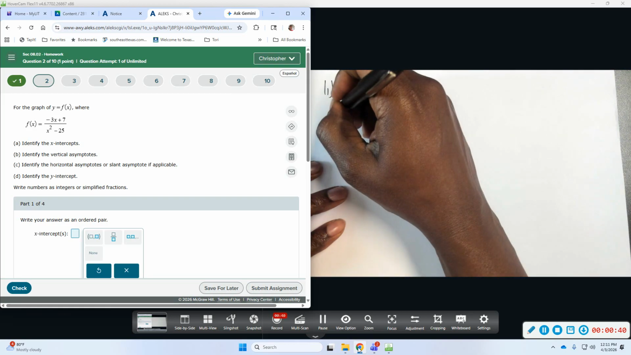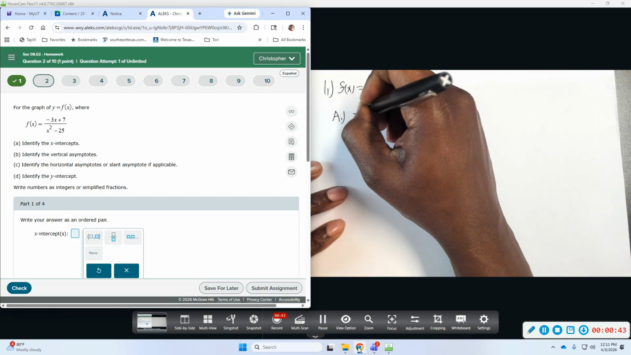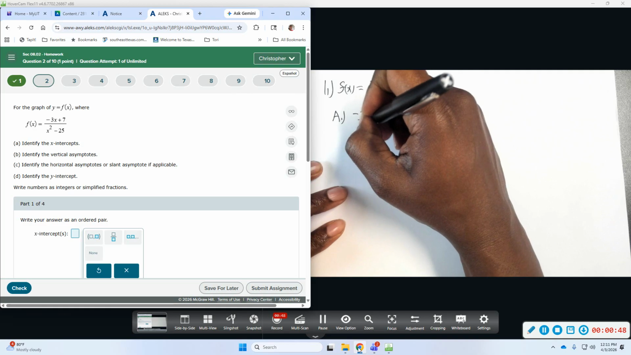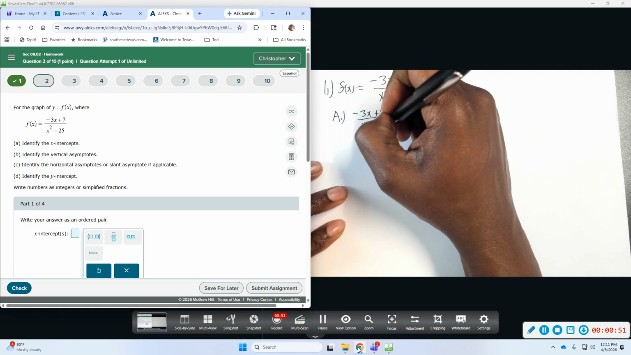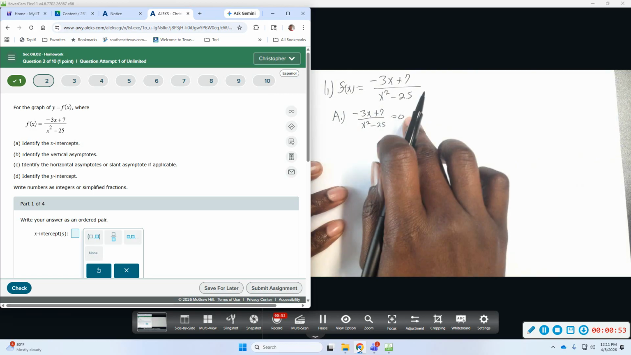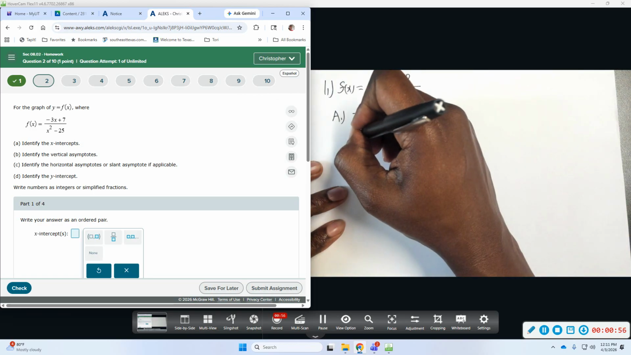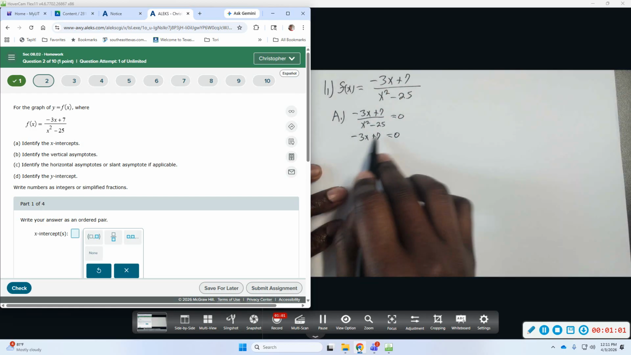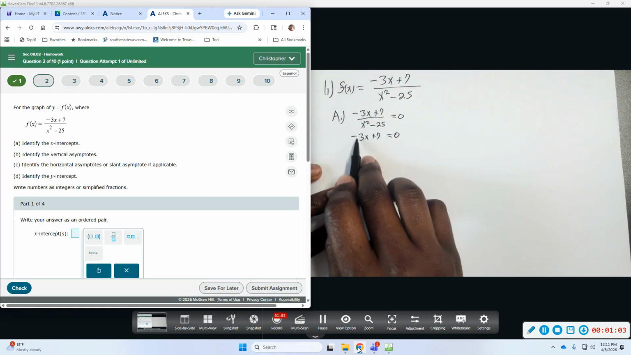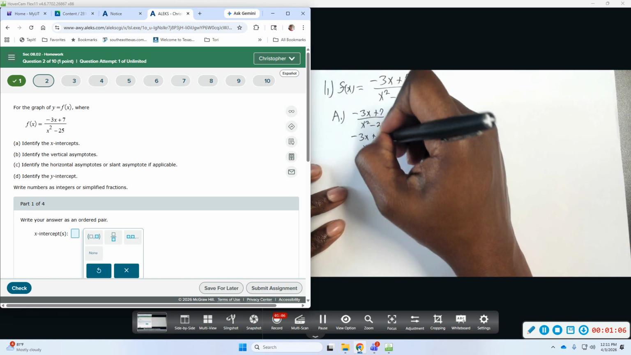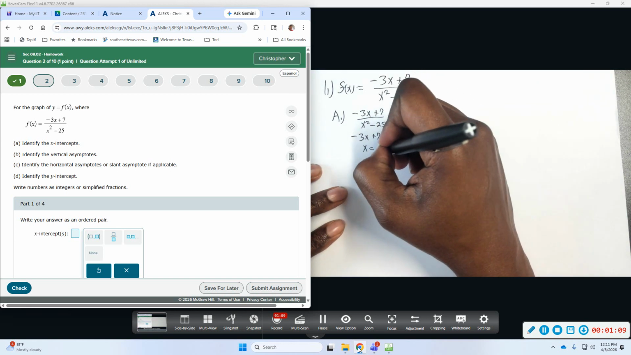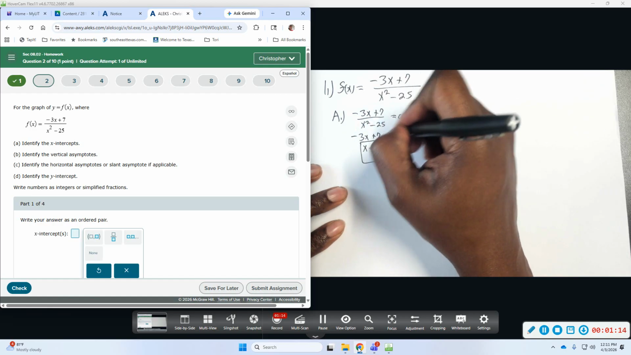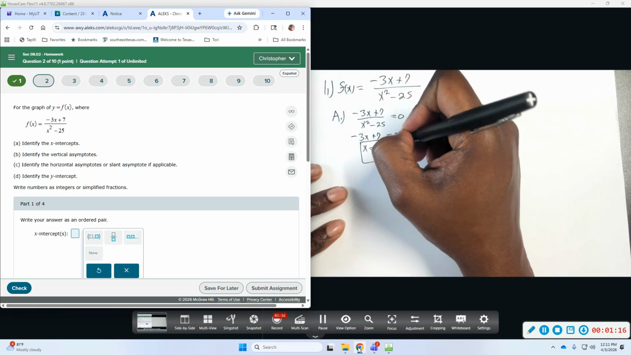So we'll have negative 3x plus 7 over x squared minus 25 equals 0. We multiply by the denominator, and we'll end up with negative 3x plus 7 equals 0. And then we just solve for x, so we subtract 7, divide by negative 3. Negative over negative is going to give us a positive 7 over 3. So when you subtract it, it'll be negative 7 divided by negative 3.